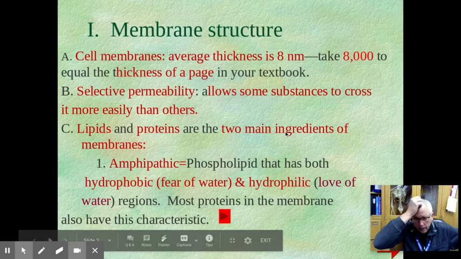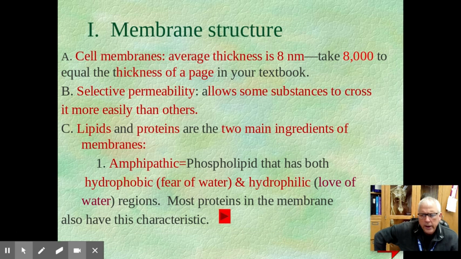So if you look at a cell membrane, it's pretty amazing how thin it is. It literally is 8 nanometers, which means it would take 8,000, think about that, 8,000 cell membranes stacked on top of each other to make one page of a book. Isn't that crazy? One page. So they're extremely thin. However, they're obviously very important because they are selectively permeable.